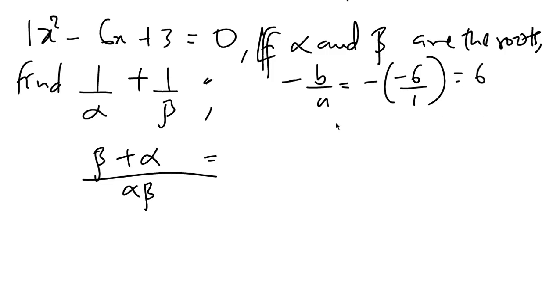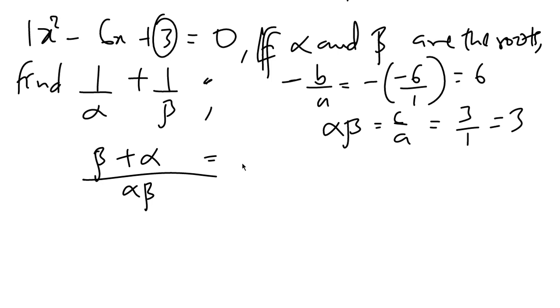And then what's the product? So that's c over a, right? And in this case c is 3 and a is 1, so the product is 3. So all you simply need to do is to substitute. So since the sum is 6 and the product is 3, that means it's simply 2. So are you seeing how we've now gotten it? By simplifying, we can now get a combination of the sum and the product.